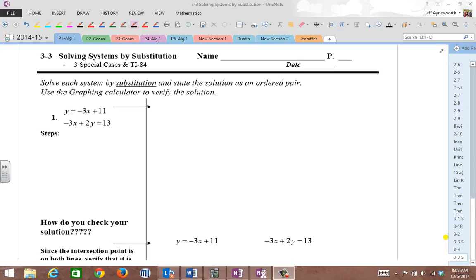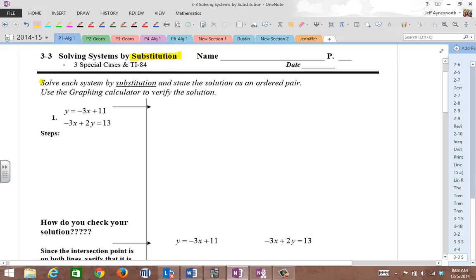Good morning. Hey, we're going to get into a lesson here on how to solve systems by what's called substitution. So our goal today is to not only learn the technique of solving systems called substitution, but also to interact with the TI-84 and to also go over what's called the three special cases of systems.